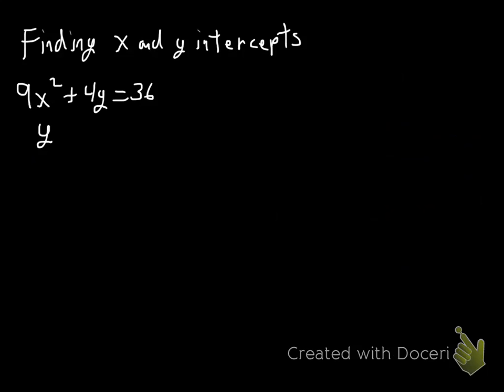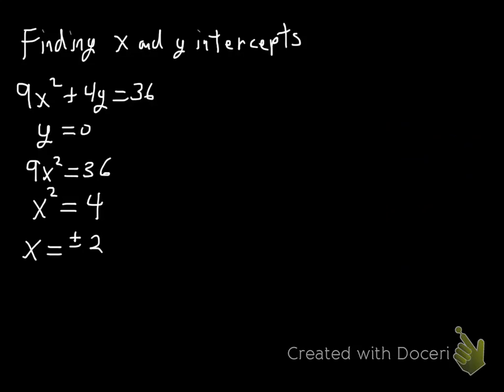If we do another example of finding the x and the y-intercept, we're going to follow the same procedure here. This time we have 9x squared plus 4y is equal to 36, and we're going to let the y equal 0. So we're going to replace that y with the 0, and we have 9x squared equals 36. We're going to isolate that x squared, so we're going to divide both sides by 9. The x squared is equal to 4. And then we're going to take the square root of both sides.